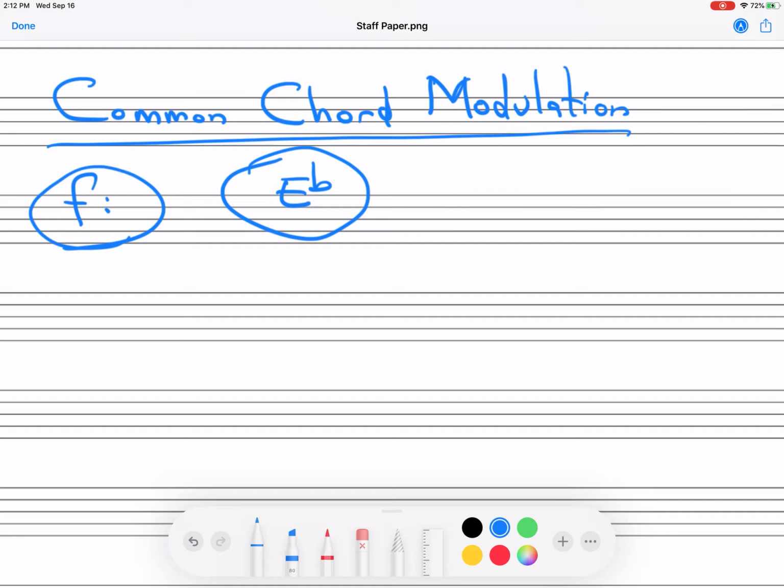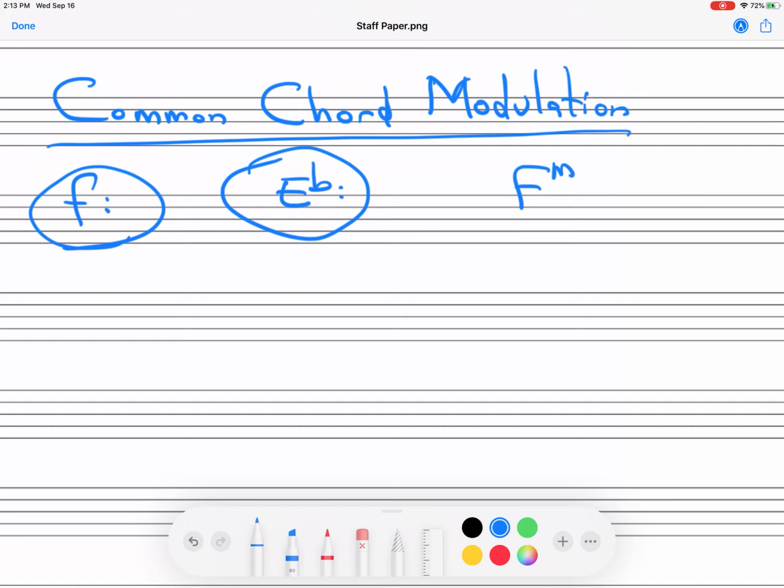Let's see if I can remember one of them. Well, one of them obviously is F minor. So F minor, and let me write the chord as a chord symbol. So I'll write it like this. F minor will be the common chord. So in one key, in F minor, it's going to be 1, and in E flat, it's going to be 2.